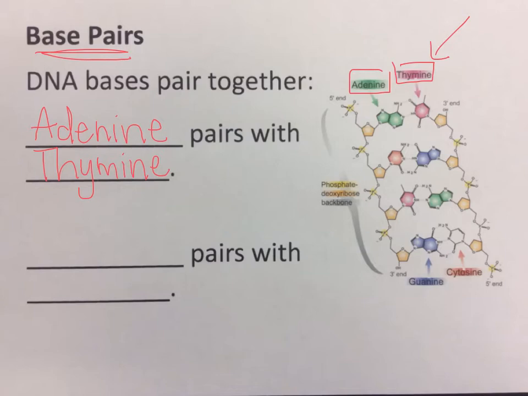So every time you see another adenine molecule, this green base, you see a pink one attached to it. And that's because wherever there's an adenine, there's going to be a thymine. So it's kind of like wherever there's a left shoe, there's a right shoe, right? The next one is that cytosine, the C base, always pairs with guanine, the G base.